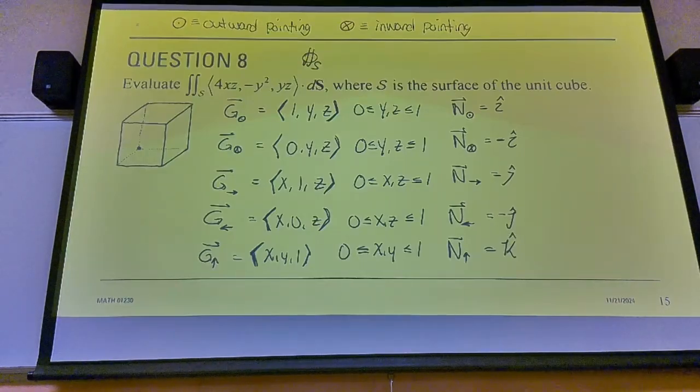What about the bottom facing? x, y, 0. And what is the normal vector? Negative k. So our total flux is the sum of those 6 fluxes. Be very careful when you say flux. Don't say it too fast.